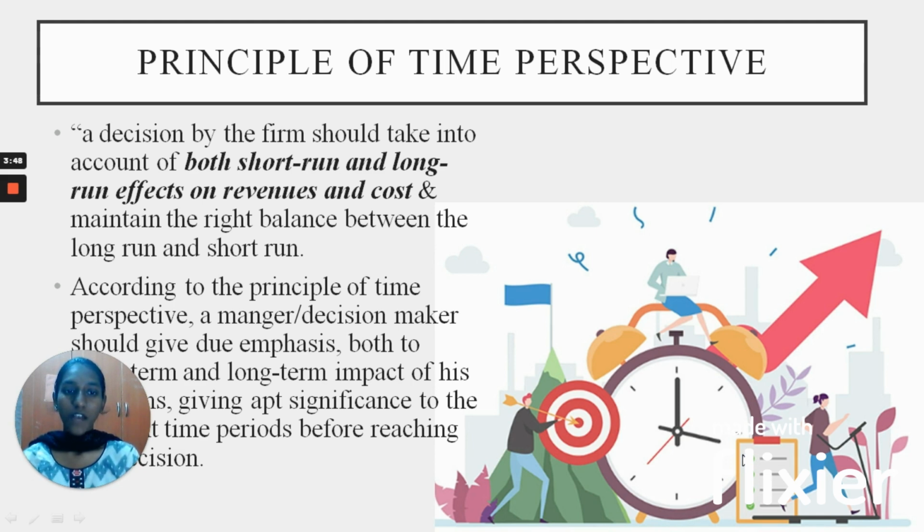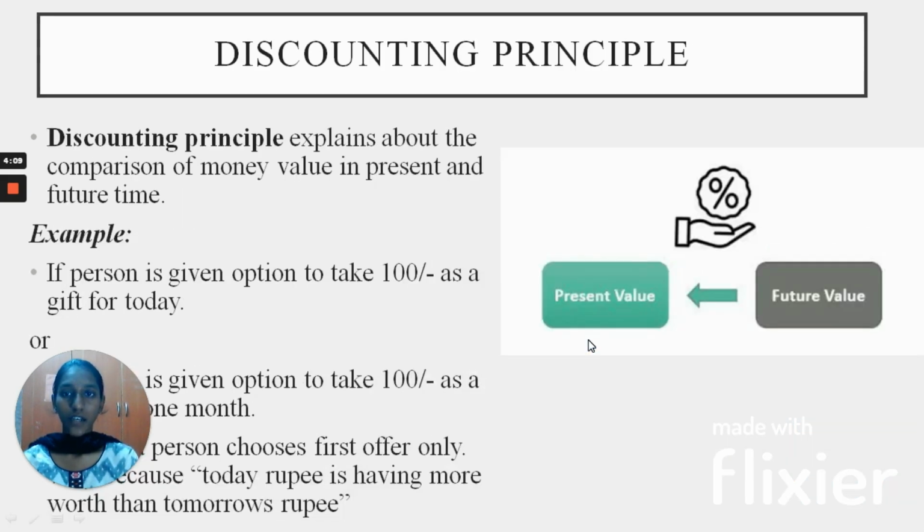From a consumer point of view, short run refers to a short period in which they respond to the changes in price given the taste and preference of the consumer, while long run is a time period in which the consumers have enough time to respond to price changes by varying their taste and preferences. And next is the discounting principle. This explains the comparison of money value in present and future time.